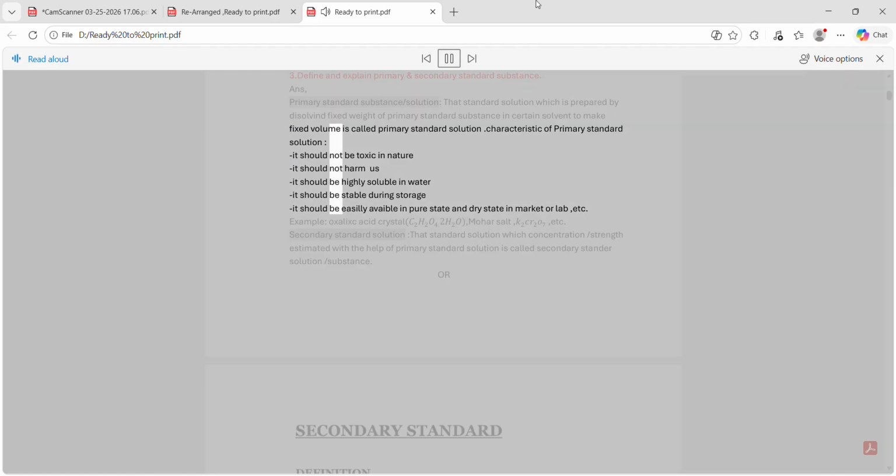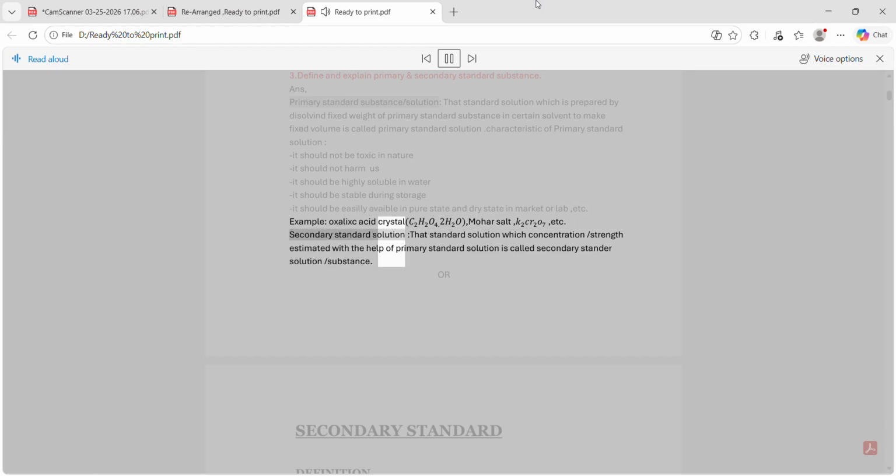Nature. It should not harm us. It should be highly soluble in water. It should be stable during storage. It should be available in pure state and dry state in market or lab, etc. Example: oxalic acid crystal 224.22, Mohr's salt 227, etc.